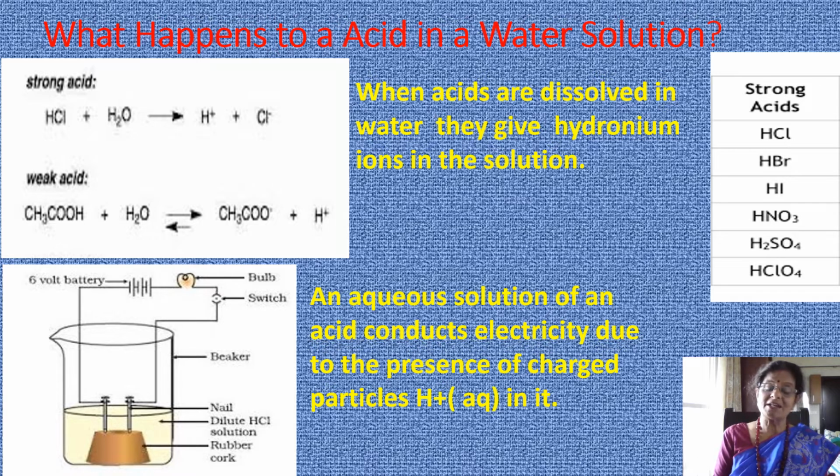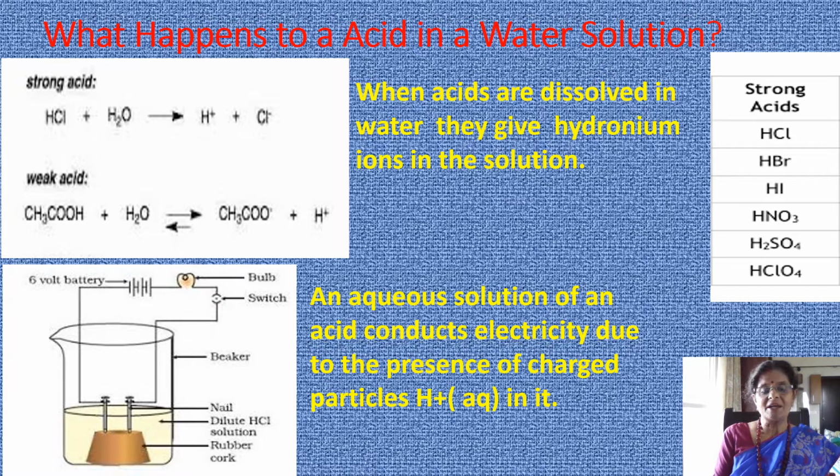The materials needed for the experiment are a 100 ml beaker, a cork, 2 nails, a 6-volt battery, a switch, a bulb, and dilute hydrochloric acid. Now what should you do? Take the cork and fix both the nails and connect the nails using the battery, bulb, and the switch. Now place the cork inside the beaker, pour dilute hydrochloric acid, and switch on the current.